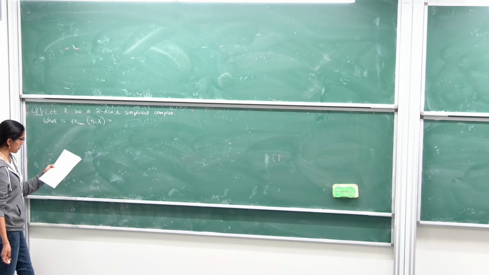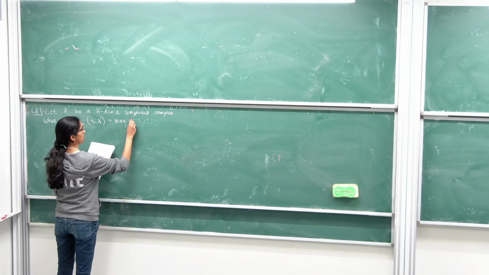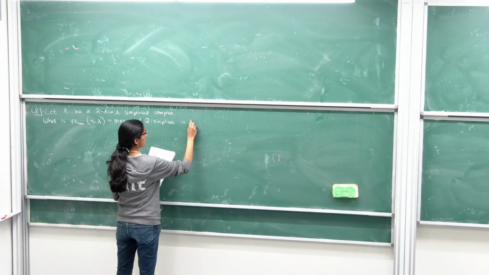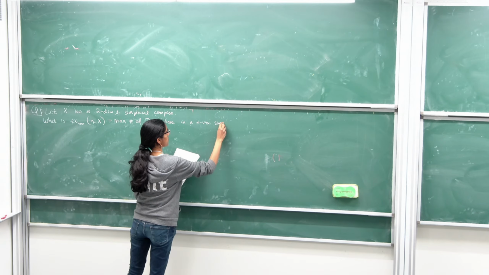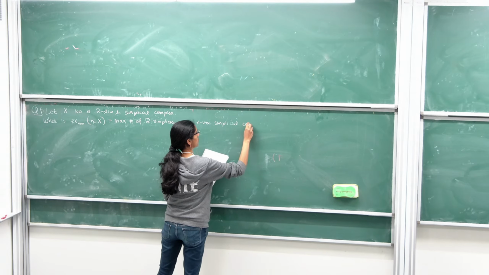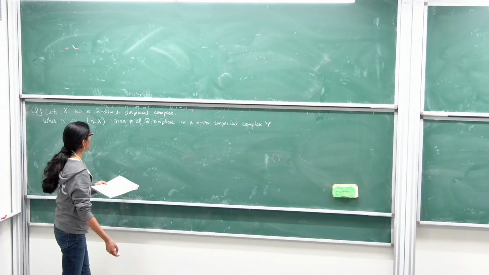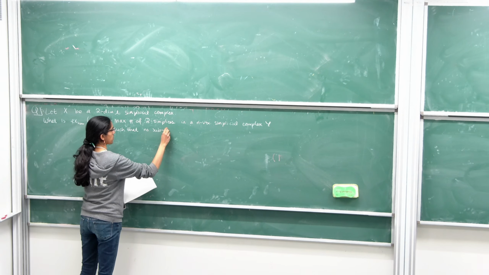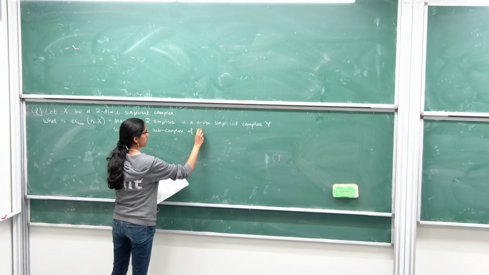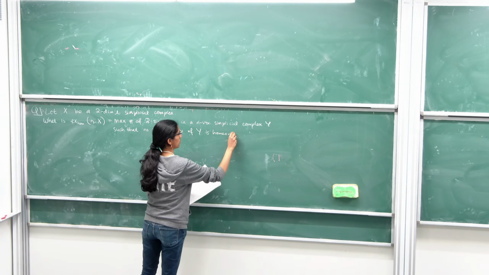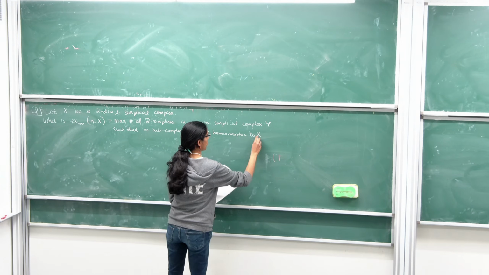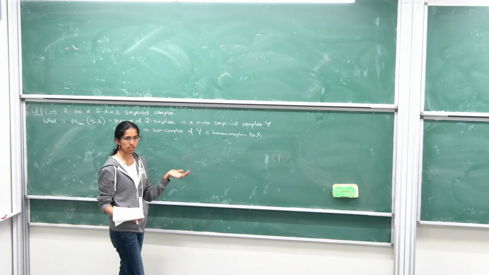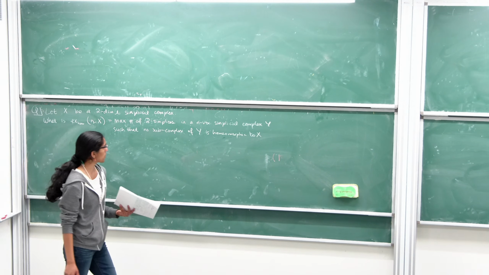And this is going to be the maximum number of two simplices, or triangles, in an n-vertex simplicial complex Y such that no subcomplex of Y is homeomorphic to X. So this is pretty similar to the standard Turán question, except instead of isomorphic as subgraphs, we're interested in, I guess, the topological property. What did you write over there?